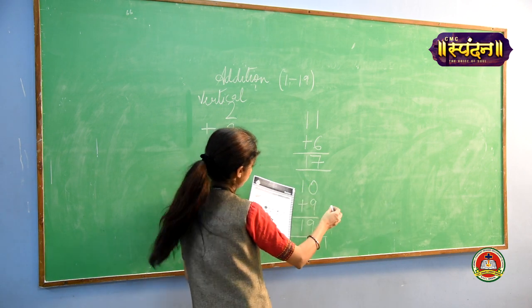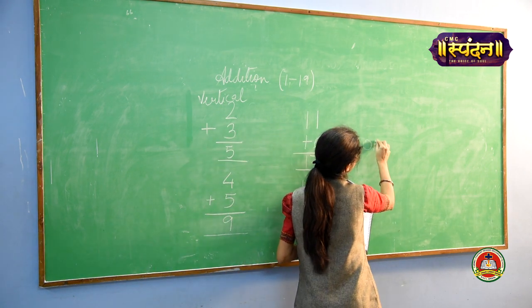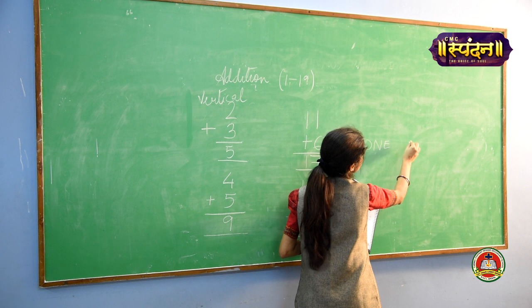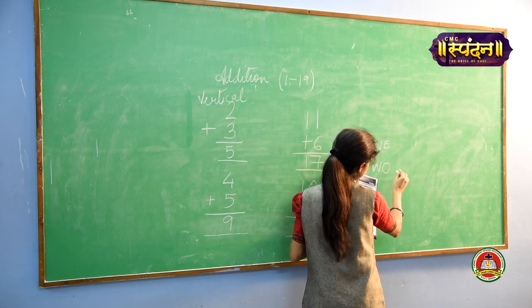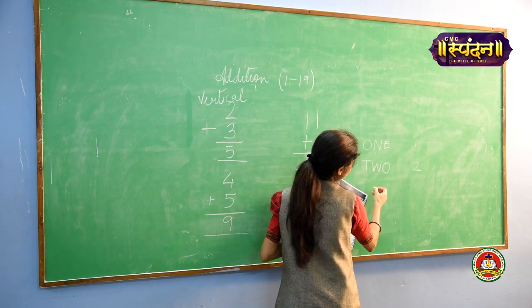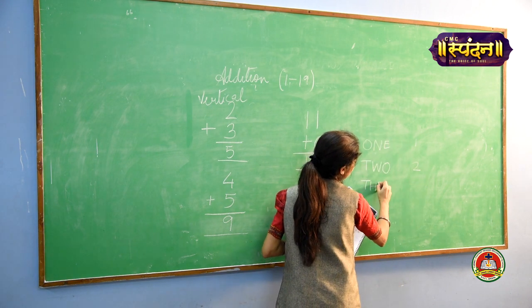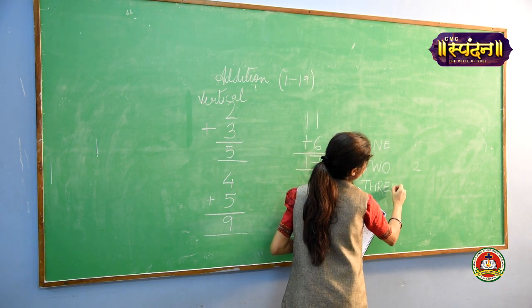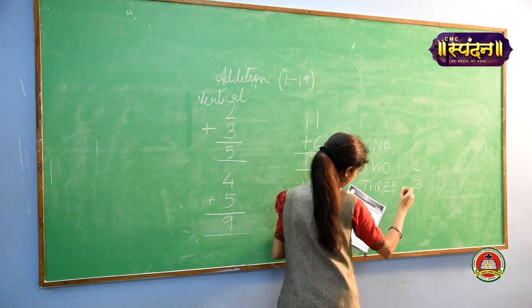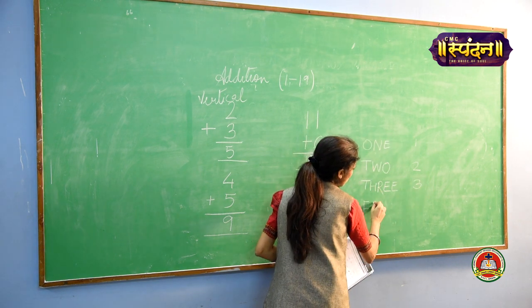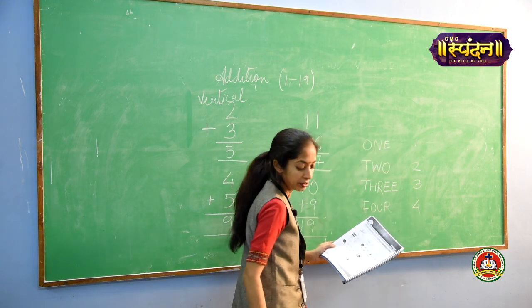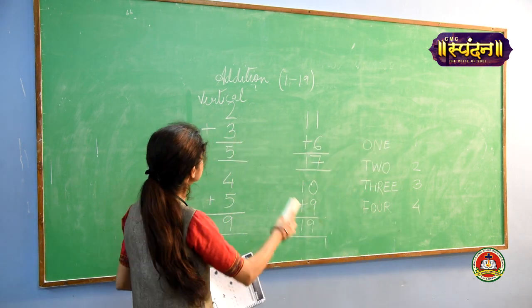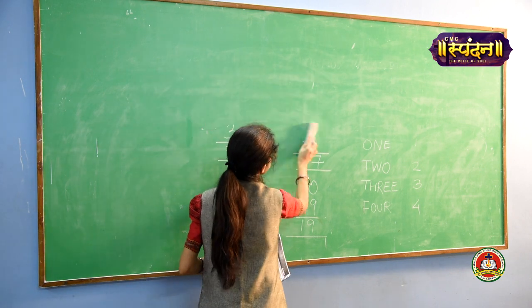Suppose we have given ONE, you write 1. If it is TWO, then it is 2. If it is THREE, then we will write 3. If it is FOUR, then it is 4. So similarly, all this we are going to write.